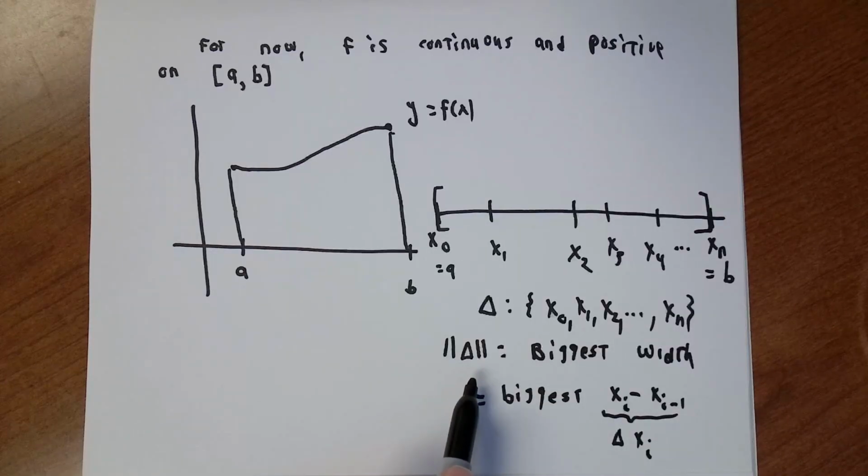This symbol is pronounced norm of partition delta. It's the largest width of any of these subchunks that we have here. It's the biggest of all xi minus xi minus 1, where the i can be anything from 1 up to n. We will call these widths delta x number i.